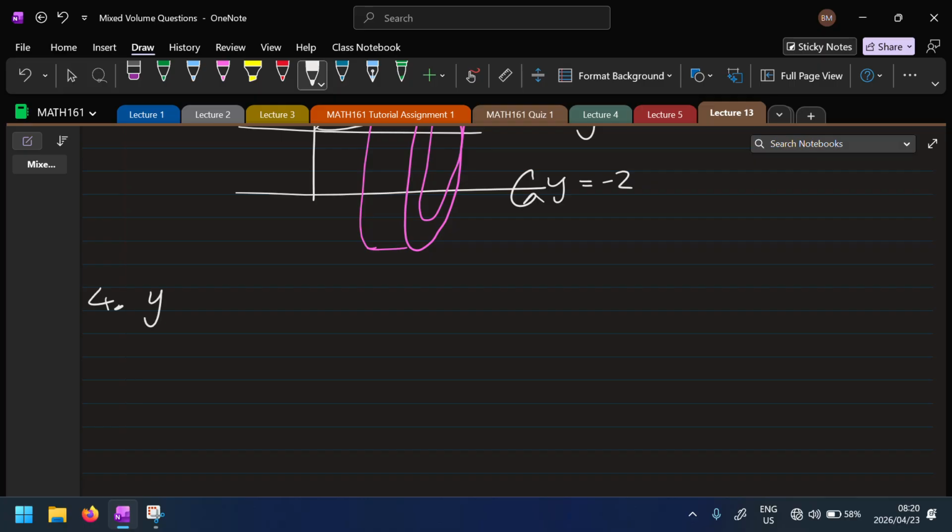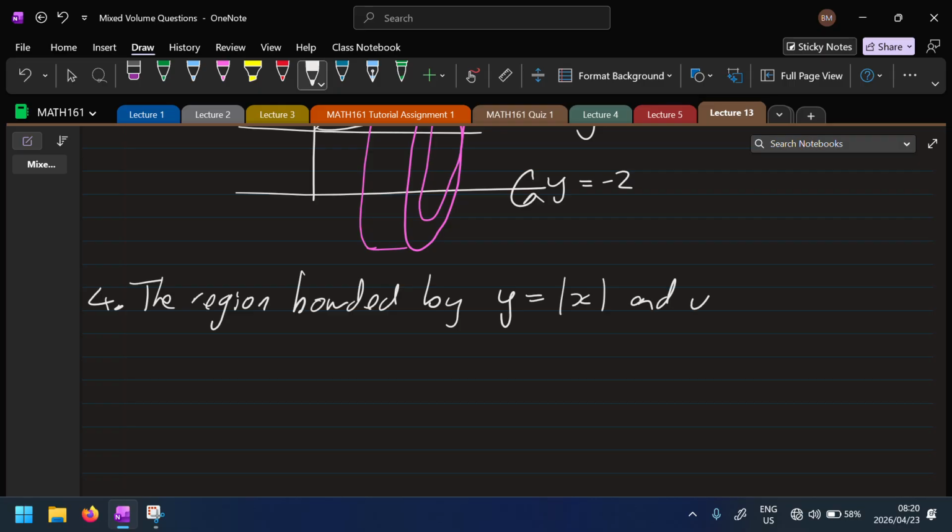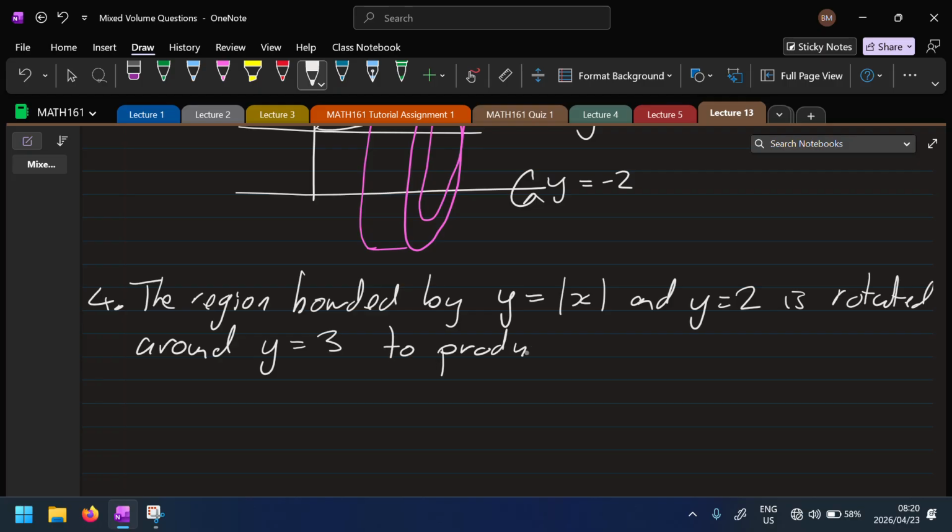Okay. So we have a region bounded by y equals the absolute value of x and y equals 2, rotated around y equals 3 to produce a solid. Find the volume.